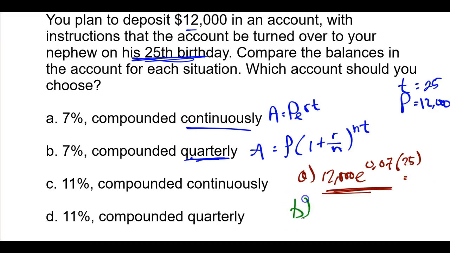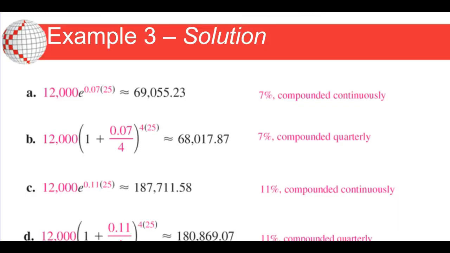In part B, it's similar. You're going to do 12,000 times 1 plus the rate 0.07 divided by 4, raised to the 4 times 25. So see if you can get both of those answers and compare them at the 7% rate. So it's around 69,000 and then 68,000. So that's not much difference. Again, 68, 69,000. Well, over 25 years, that's more than what we had before.